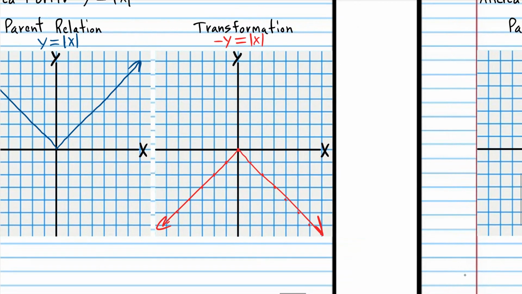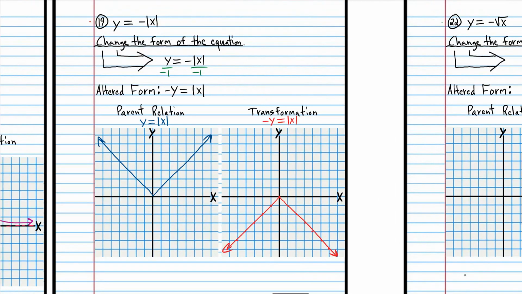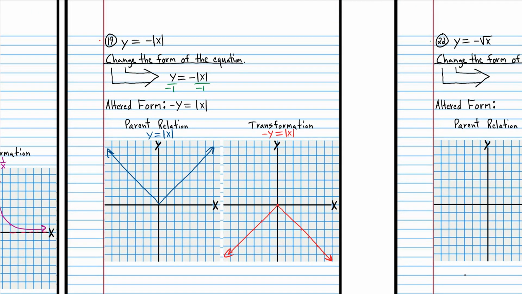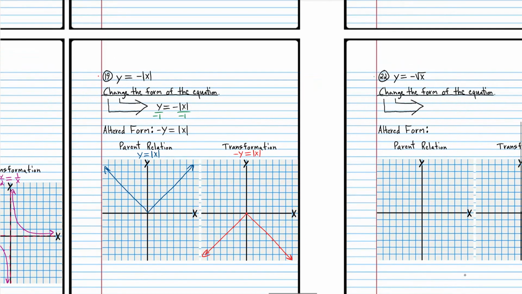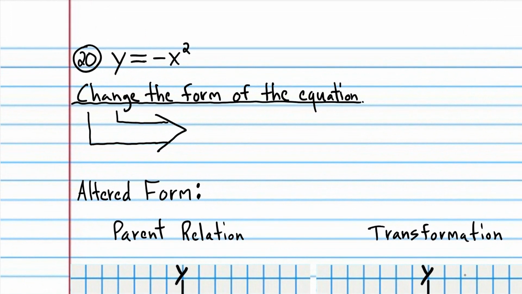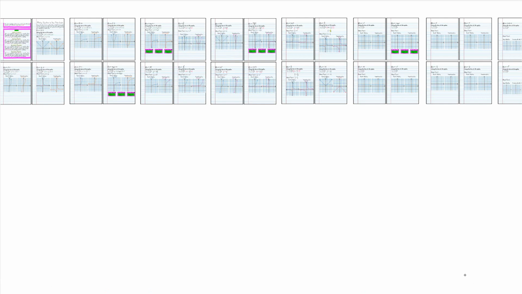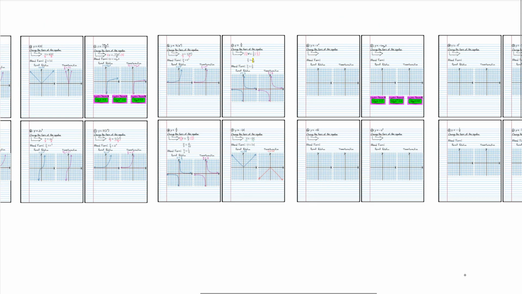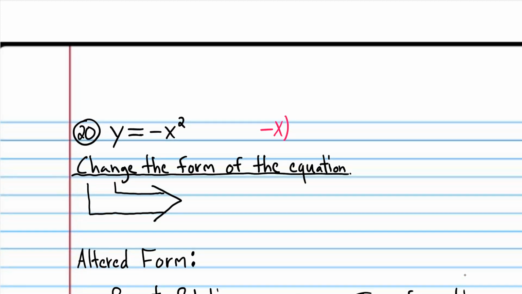Again, these are things that don't seem like a big deal, but if you don't understand how to work with these equations, you're going to have no chance to graph them. Okay, on to number 20. We have the same situation here. If a negative is written on x in this parent equation, or the corresponding parent equation, then you would need parentheses.